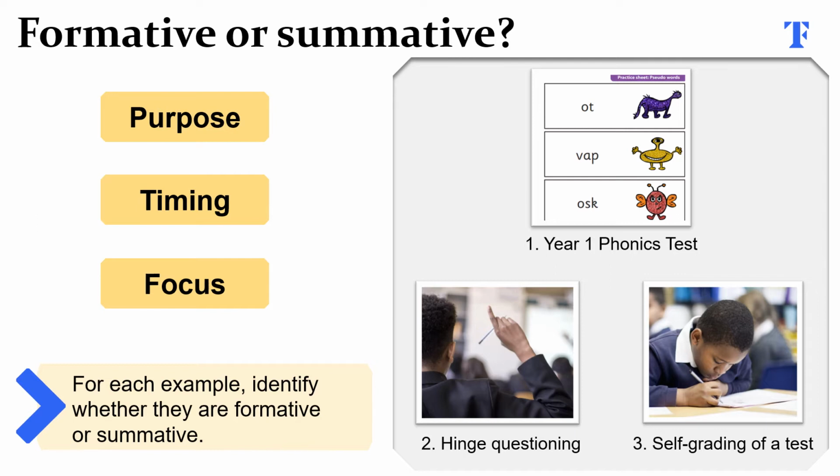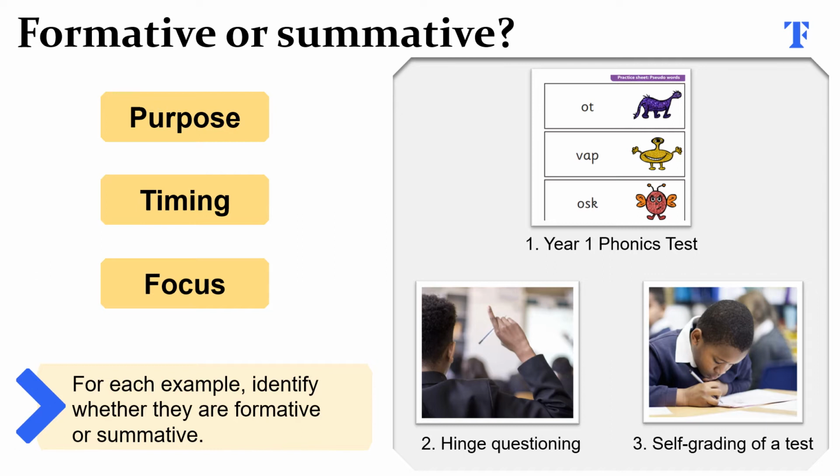Thank you. Let's go through each example. The Year 1 phonics test or screening check. This is usually considered to be an oral summative assessment of a 6-year-old's phonics ability of about 40 words. The purpose is for assessing progress and school monitoring. The timing is at the end of Key Stage 1, and the focus is on a pupil's ability to use phonics to read simple words.